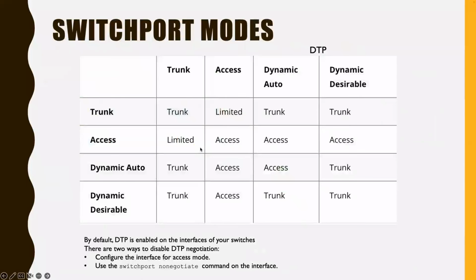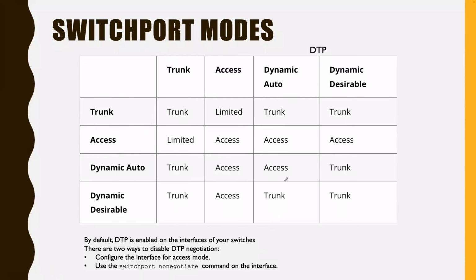Okay, so this table shows, as of now, if we consider dynamic auto and dynamic desirable in DTP, both sides. A port in dynamic auto mode is not trying to form a trunk. It only forms one if the other side wants to form.